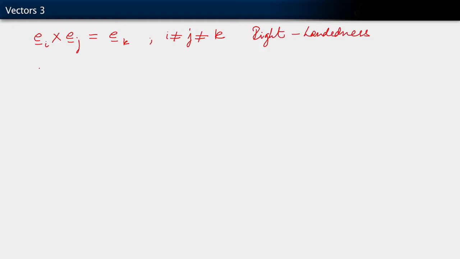Okay, what does this mean in detail? Well, it means things like E1 cross E2 equals E3. Okay, and then if we continue, what it says also is that E2 cross E3 equals E1, and E3 cross E1 equals E2. All right. These are all probably very familiar to you, but it's useful to put them down.